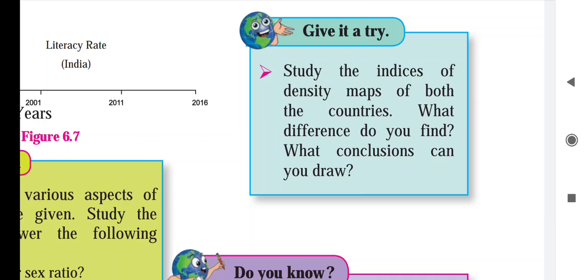So here it is given, give it a try. Study the density maps of both the countries. What difference do you find? What conclusion can you draw?